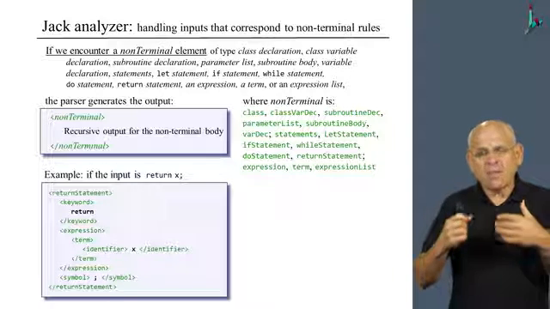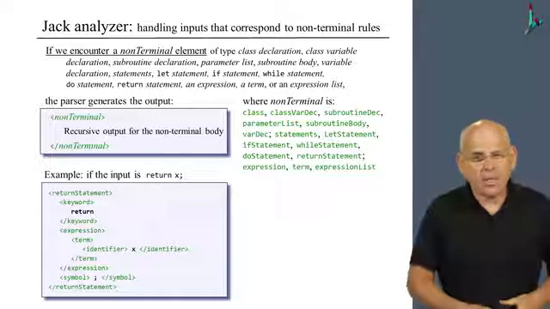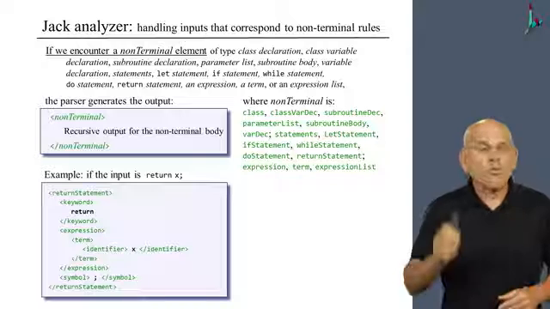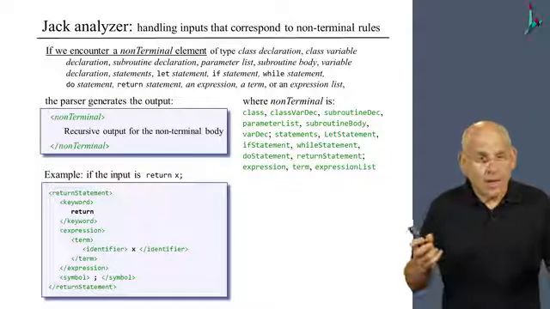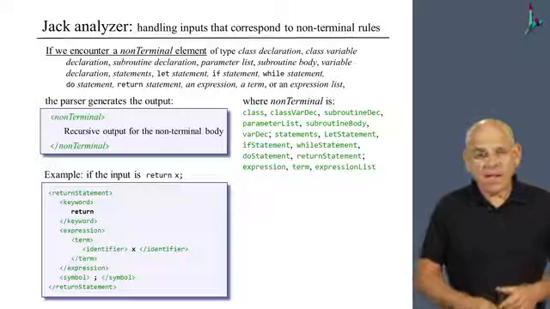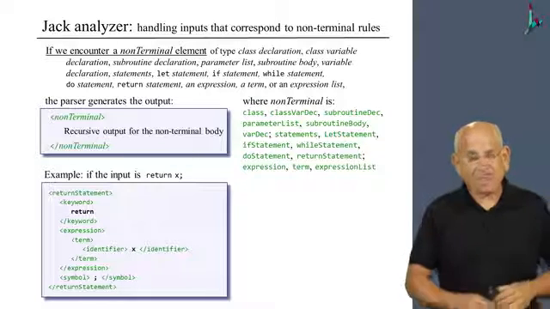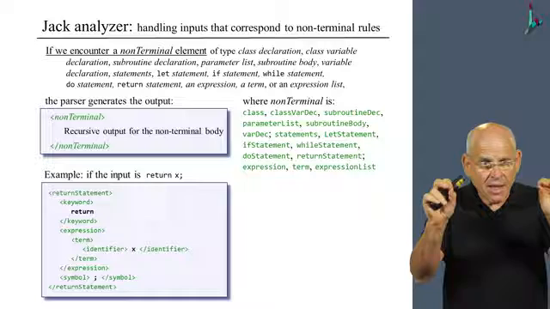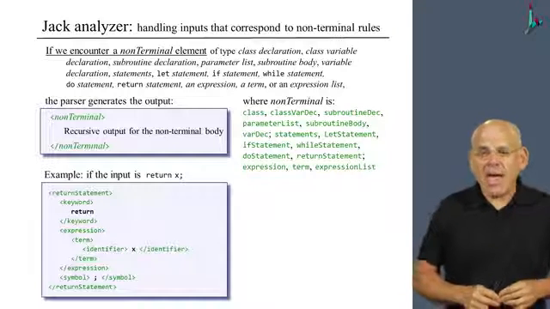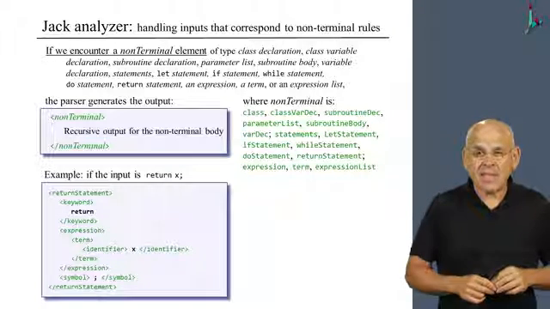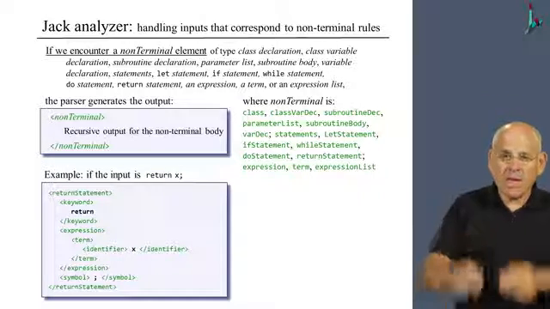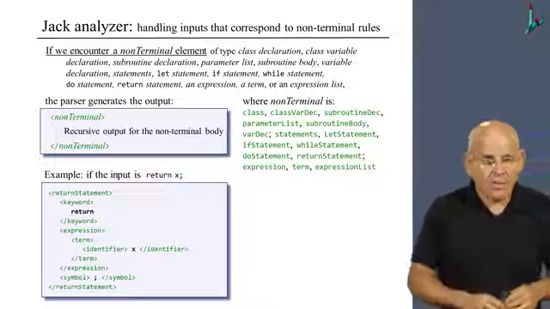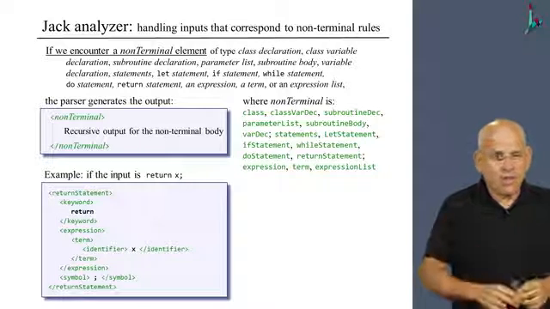So suppose that the input is the simple statement, return X. That's it. How do I handle it? Well, the parser should say, what we have here is a return statement. It should write it out, return statement. And according to the rule, a return statement should begin with the keyword return. And indeed, we have a keyword return. And then we should have an expression.